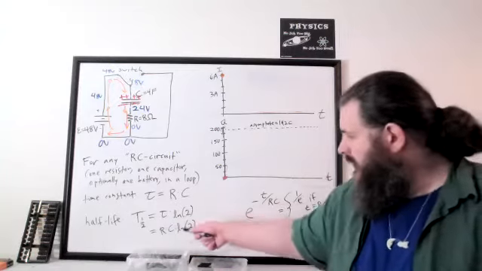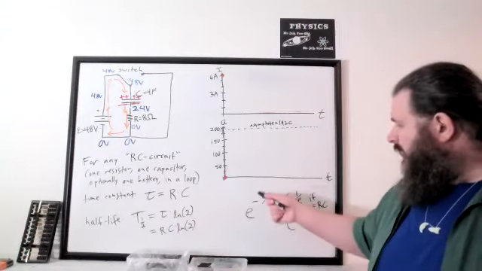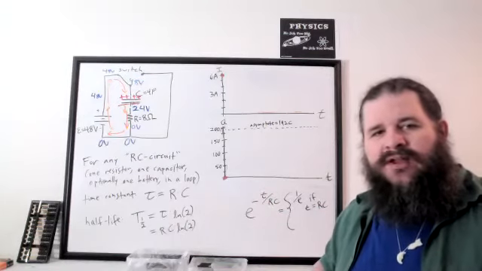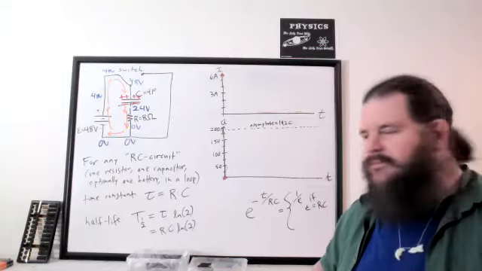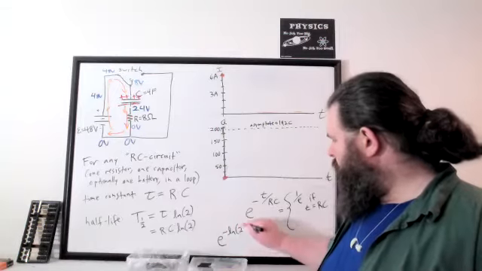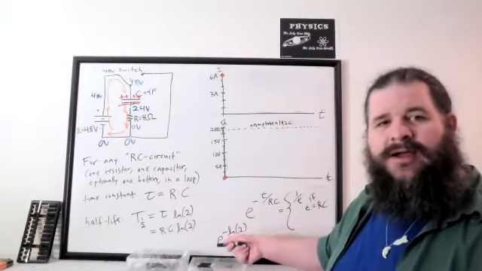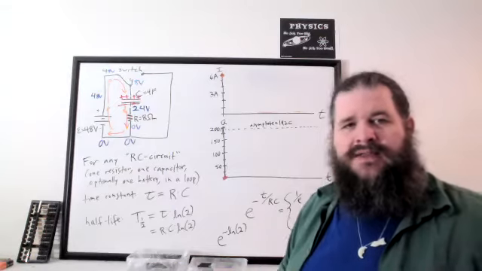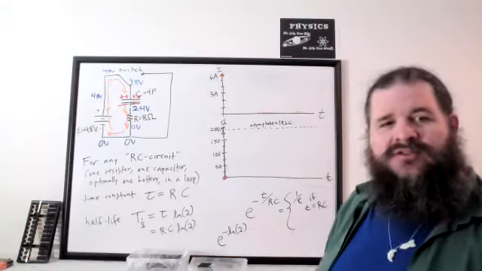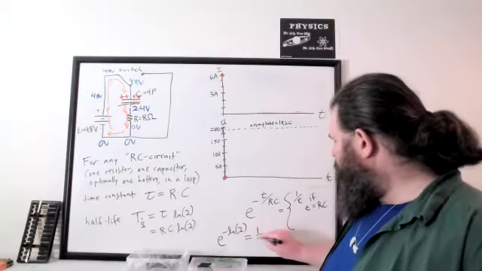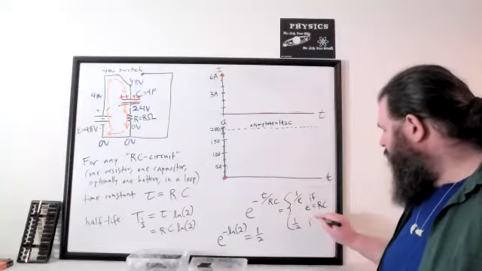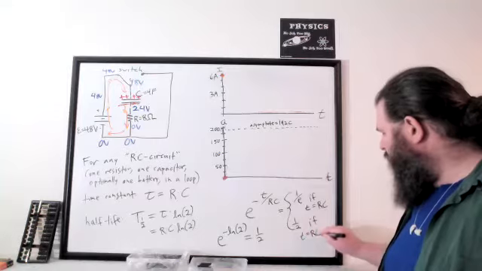Or if you plug in RC ln2, the RC's cancel out, you're left with e to the negative ln2. What's e to the power of natural logarithm of 2? Ignoring the negative for the moment, what's e to the power of logarithm of 2? Yeah, that's just 2, right? The e to the power of and the logarithm of cancel out. And then the negative in the exponent just means take the reciprocal. So that means e to the negative T over RC becomes exactly 1/2 if T is RC times logarithm of 2.